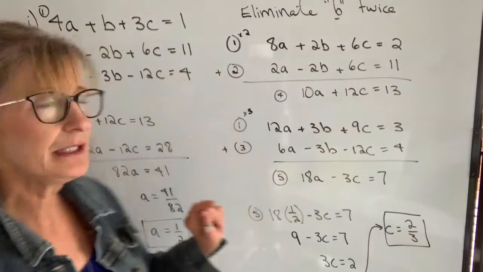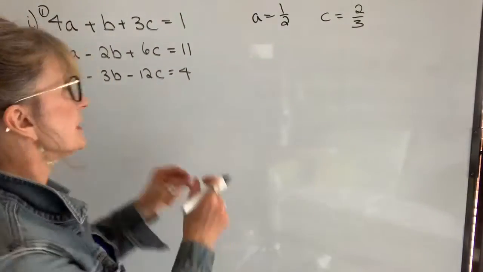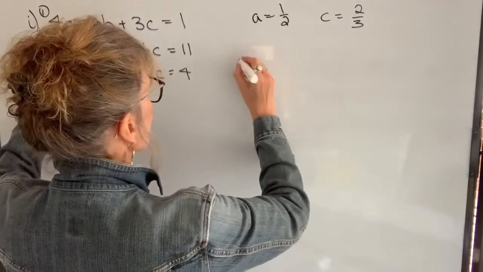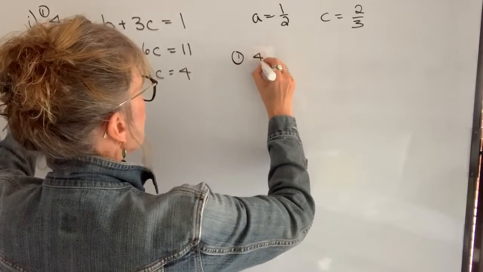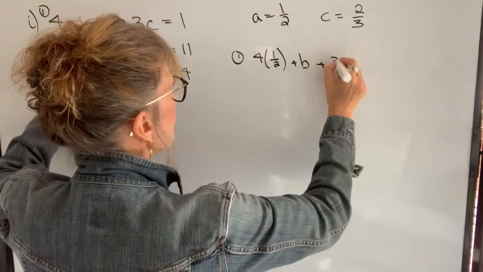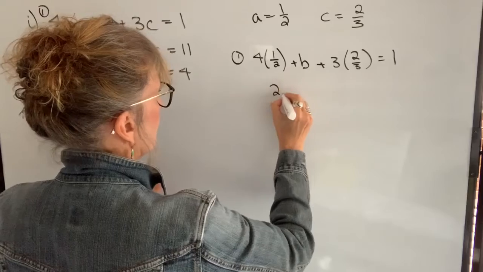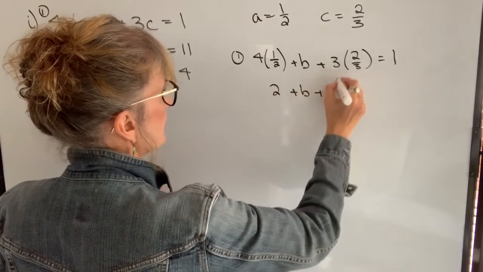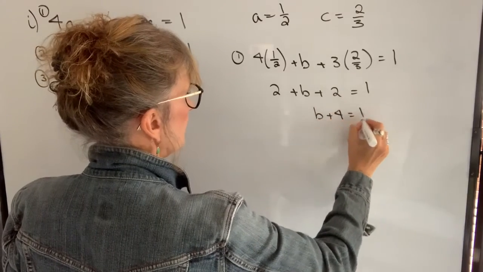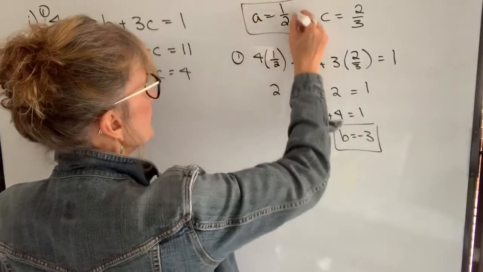I just need to find B. Now that I have A and C, I can put those 2 values into any one of these 3 equations to find B. I'll pick the first equation. So 4 times 1/2 plus B plus 3 times 2/3 is equal to 1. 2 plus B plus 2 equals 1. So B plus 4 equals 1. So B is equal to -3. There's my solution.